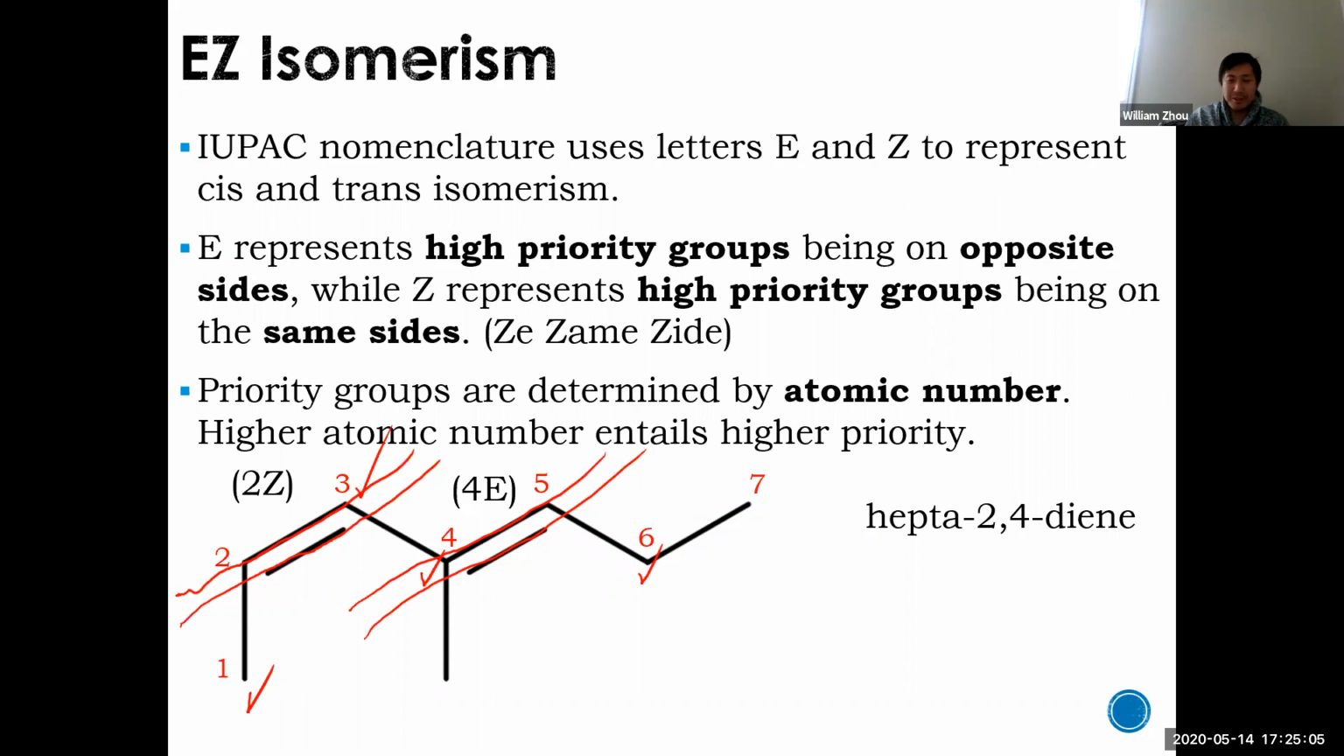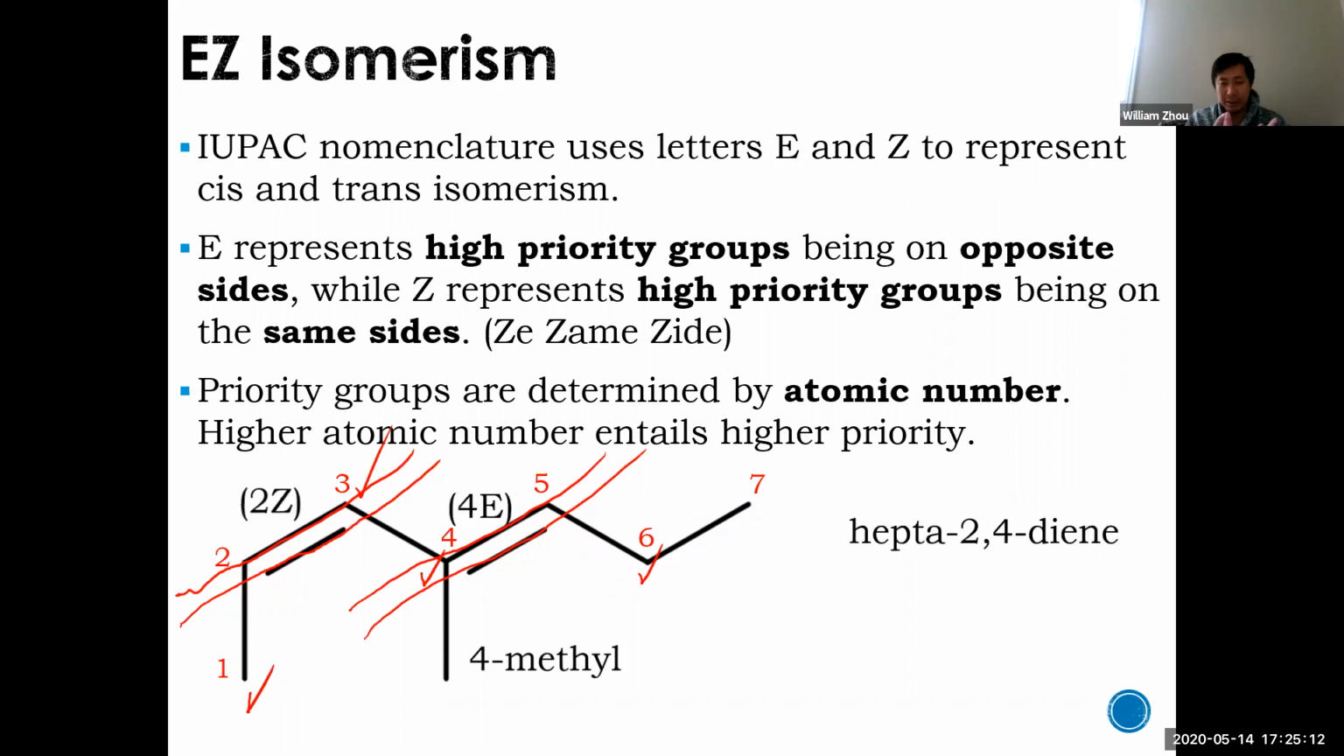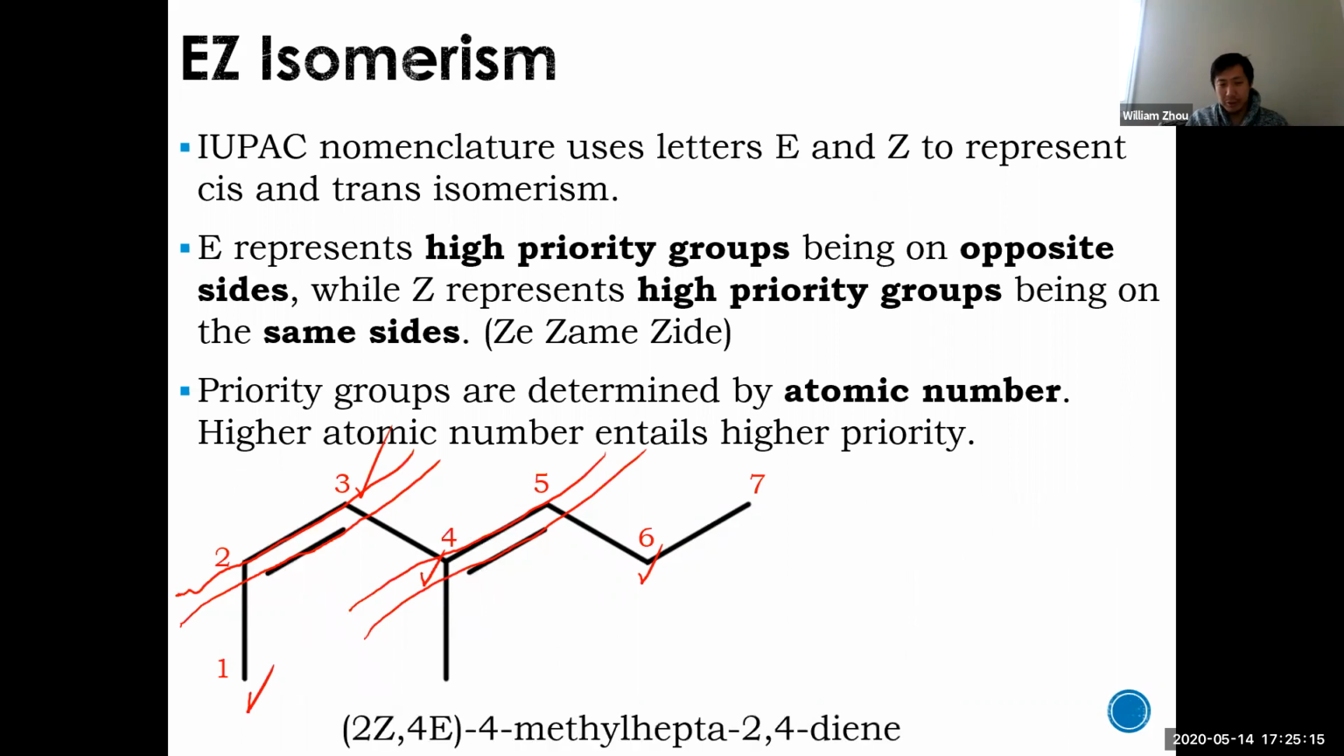So once you determine that, that's a 4-methyl. Okay, that's the simple part. You put everything together. How would you do that? Well, the E and Z come first. So 2Z, 4E, you separate them with a comma and brackets. That tells you the isomers. On carbon 2, it's a Z isomer. On carbon 4, it's an E isomer. Then 4-methylhepta-2,4-diene. Okay, that's the full name of this structure. That's how you would name cis versus trans isomers.